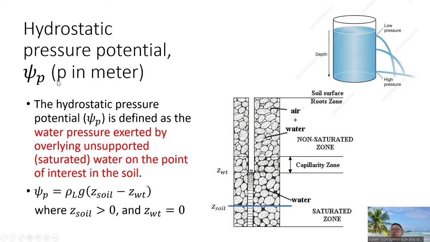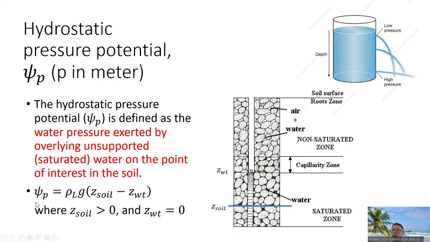Hydrostatic pressure potential. The hydrostatic pressure potential is defined as the water pressure exerted by overlying unsupported saturated water on the point of interest in the soil. For example, you can have the ZWT as a reference point, and then at Z soil, at the deeper part of the soil.